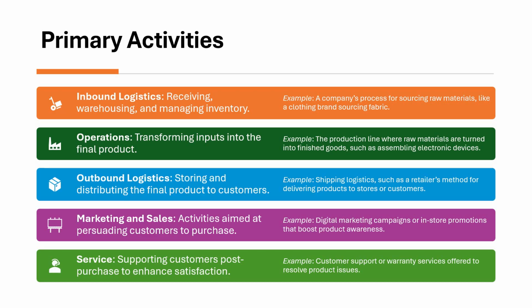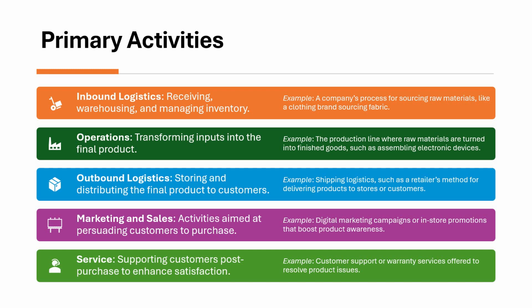Next comes the outbound logistics, storing and distributing the final product to the customer. You have manufactured it, now you will have to store it and you will have to distribute it properly. The example can be, how do you deliver, how do you ship all the products through proper logistics to the customers or to the stores will come under this point.